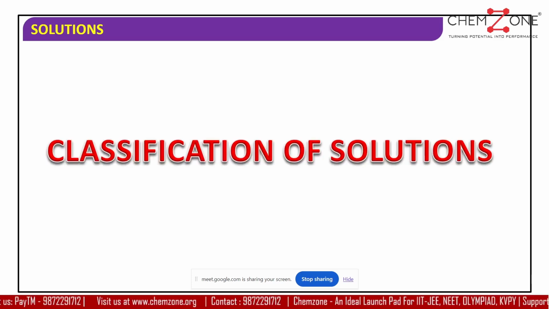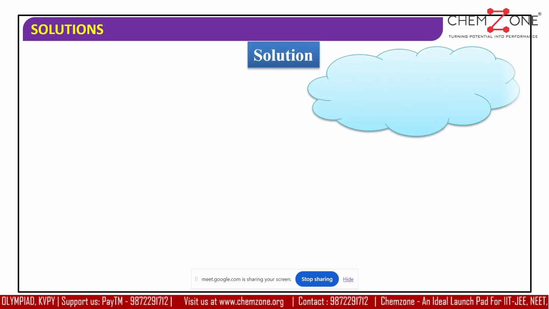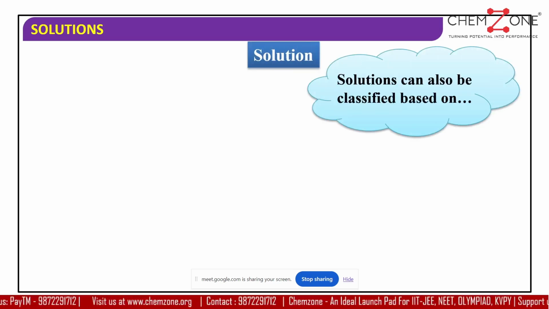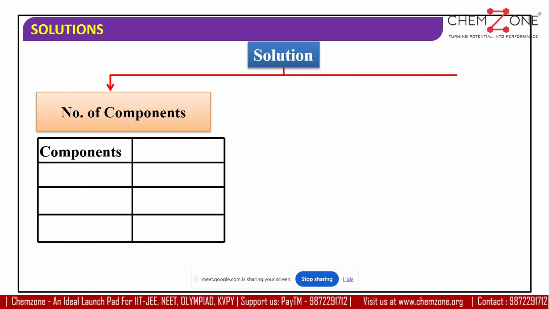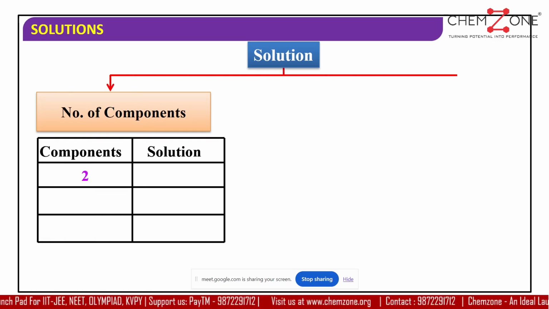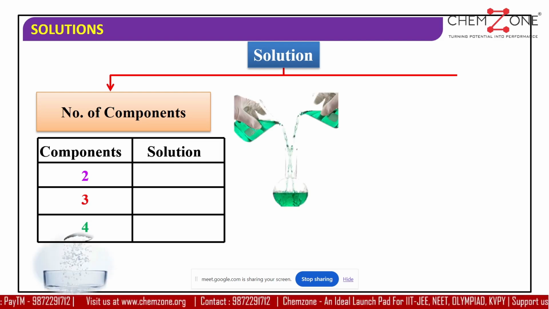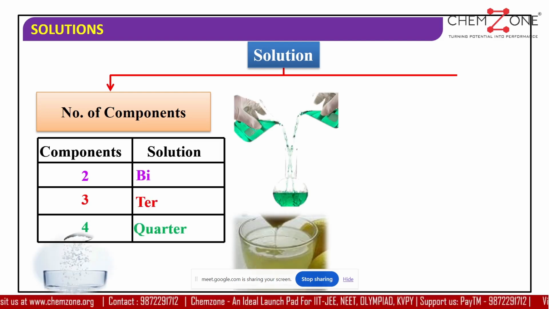Good. Now let's write down classification of solutions. So how do we classify it? It is classified on the basis of number of components. Suppose it is made up of two components only, then we say binary solution. Three components only, we call it ternary solution. And four component solution, we call it a quaternary solution.